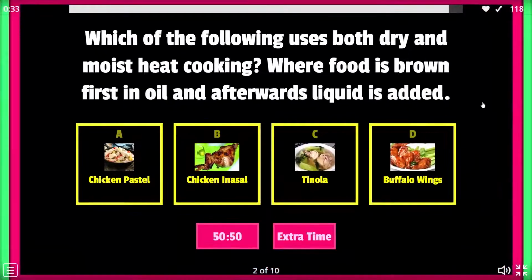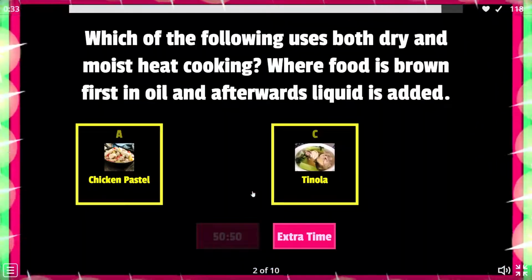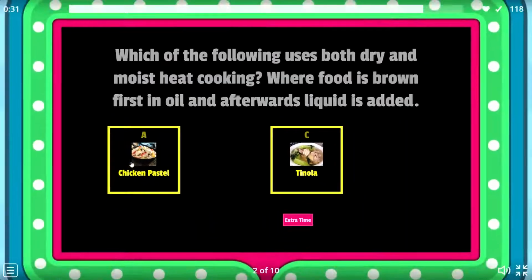Next question. Which of the following uses both dry and moist heat cooking, where food is browned first in oil and afterwards liquid is added? Is it A, chicken pastel, B, chicken inasal, C, tinola, or D, buffalo wings? Okay, let us use the 50-50 lifeline. So the answer is chicken pastel.